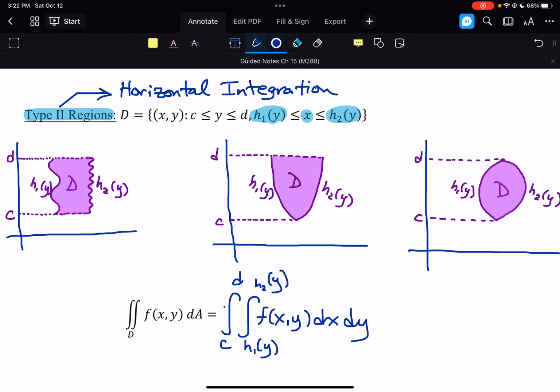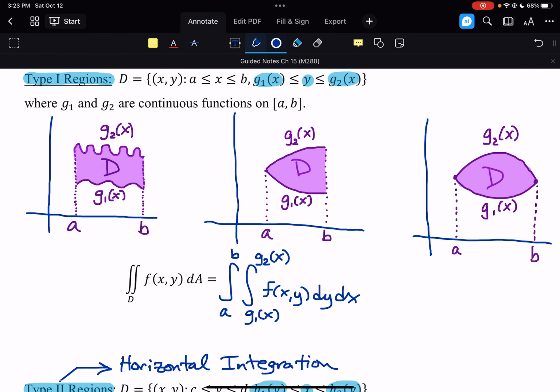So the setup for the integration is a little bit different here, just because we do have to take into account the functions, what direction they're going, top and bottom, left and right, that sort of thing. So when it's vertical integration, it's a little more straightforward. We can see very quickly, bottom function and top function.